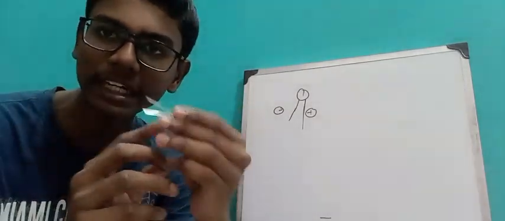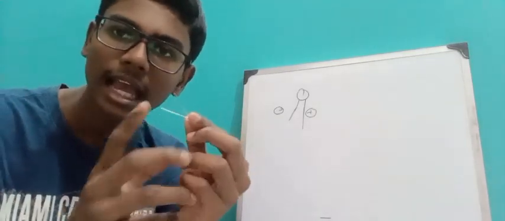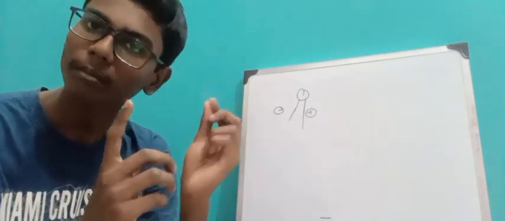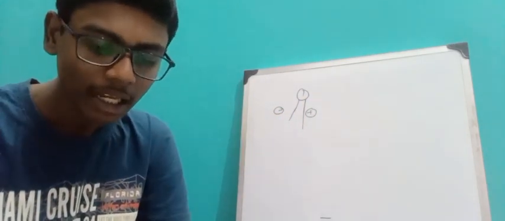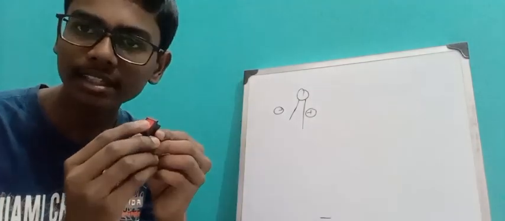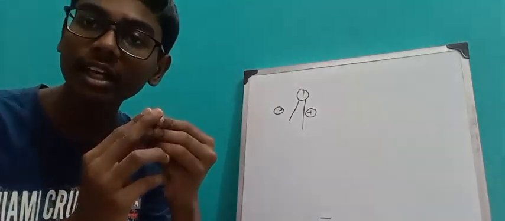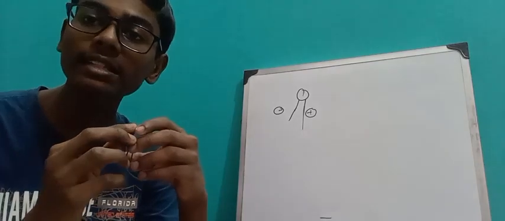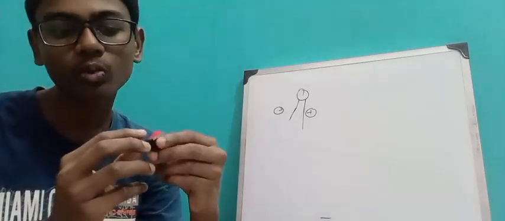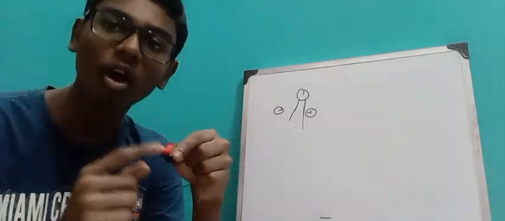I have just bent it like this in order to recognize it while making circuits, and this is the longer side which represents plus. Now this is a switch. If we are pressing the switch, then the circuit gets completed. If we are turning off the switch, then the circuit gets disconnected. Now 1 represents turning on and 0 represents turning off.